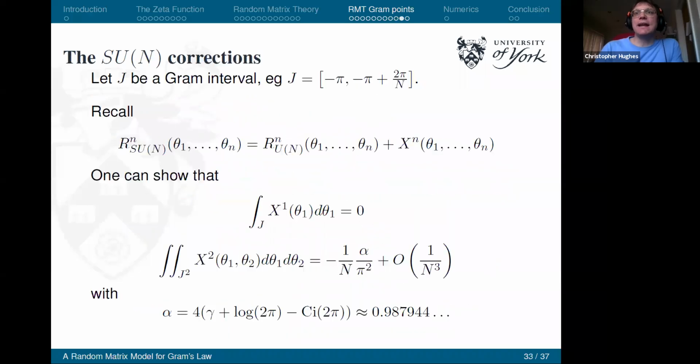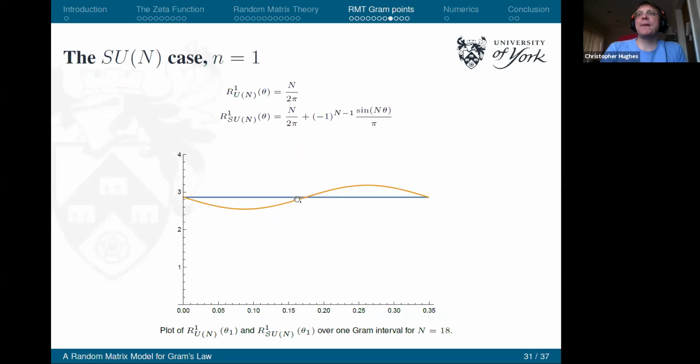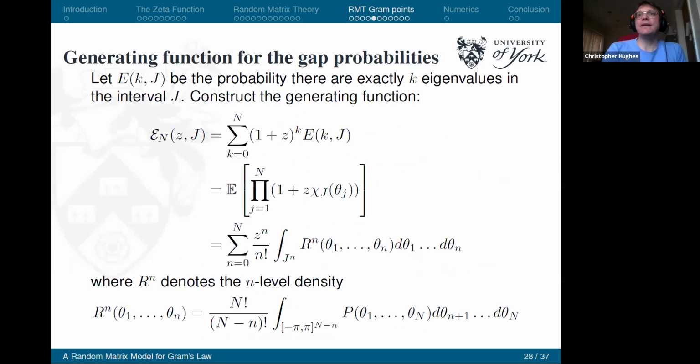So if I want to calculate, I'm going to plug in a Gram interval. This is what I'm after: the probability of exactly one eigenvalue in a Gram interval. That involves doing calculations in SU(N), and I can do the calculations in U(N), which I can do because the unitary case is so much nicer. It's got this nice form that I can work with, plus these small corrections.